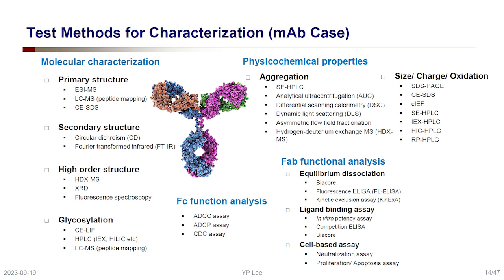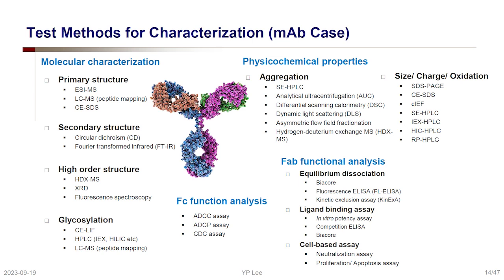This is an example of a monoclonal antibody. What kind of test methods are being used for the characterization of this type of product? About 35 test methods are listed on this slide, and of course there will be more if we delve into the details of each test method. Biosimilar characterization for mAb was something that I did when I worked for Bioepis. We utilized about 60 or 70 test methods: structurally, primary structure, secondary structure, and higher order structure are analyzed.